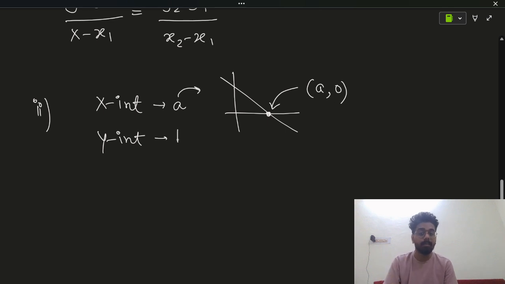What is y-intercept? Y-intercept is the y-coordinate of a point where line cuts y-axis. So this point is having the y-coordinate as b and it lies on y-axis, so x will be equal to 0. Now again we are having 2 points.